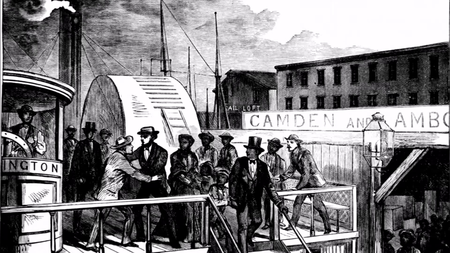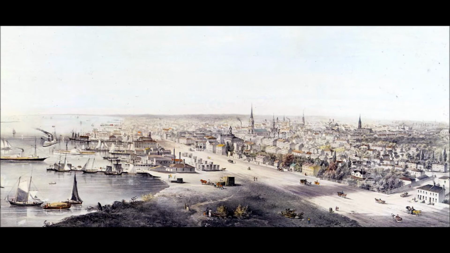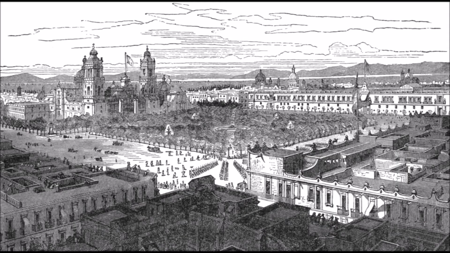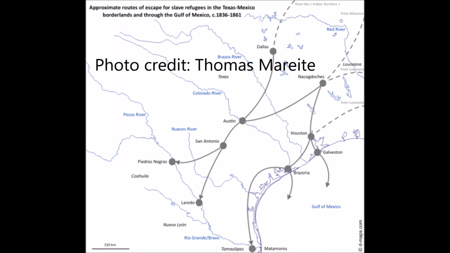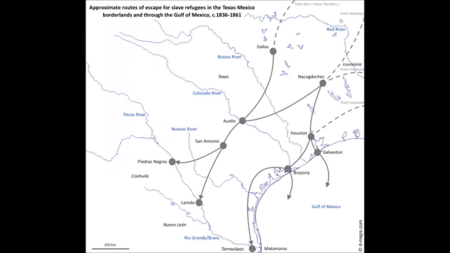Canada was not the only place where slaves were escaping to. Mexico was another place where many slaves would escape to. Mexico had abolished slavery in 1829, and with Texas bordering Mexico, many slaves knew about Mexico. With Mexico being closer, this made a relatively shorter route to freedom.